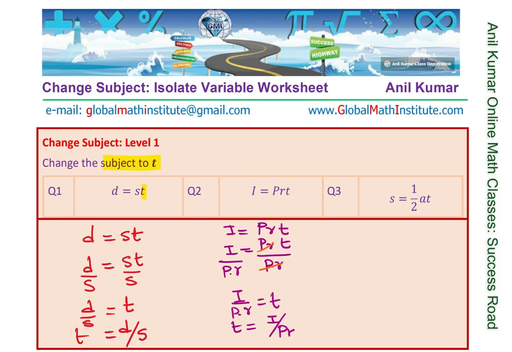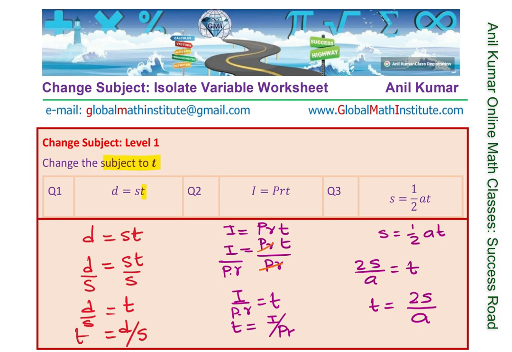Now the last one here, you can do it, right? Same operation, multiplication reverse is division. So let's see how we do that one. S equals half of AT. You can multiply by 2 and divide by A. So we get 2S over A equals t, or we can write t equals 2S over A. I hope with this, how we find the other variable, or isolate the variable, or change the variable, is very clear when multiplication is applied reverse with division.